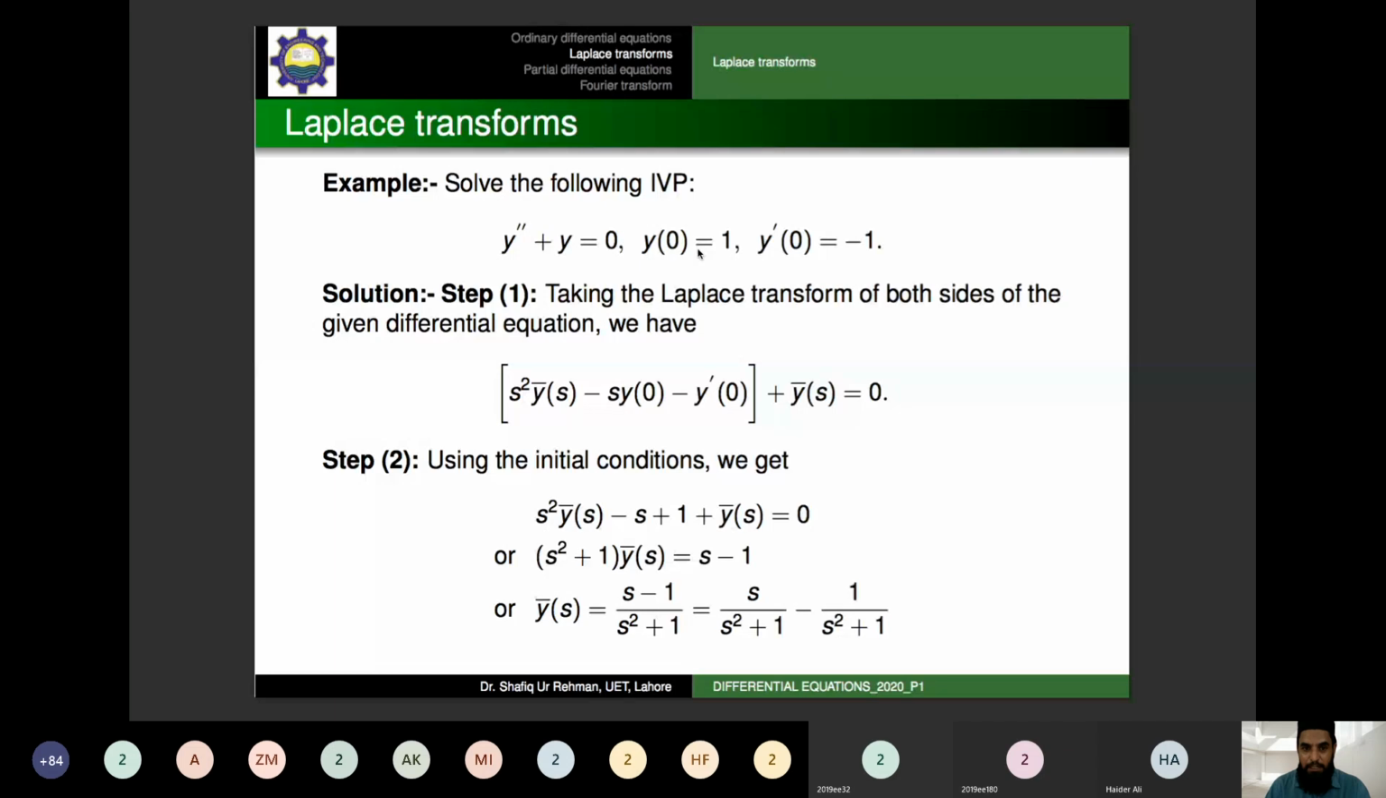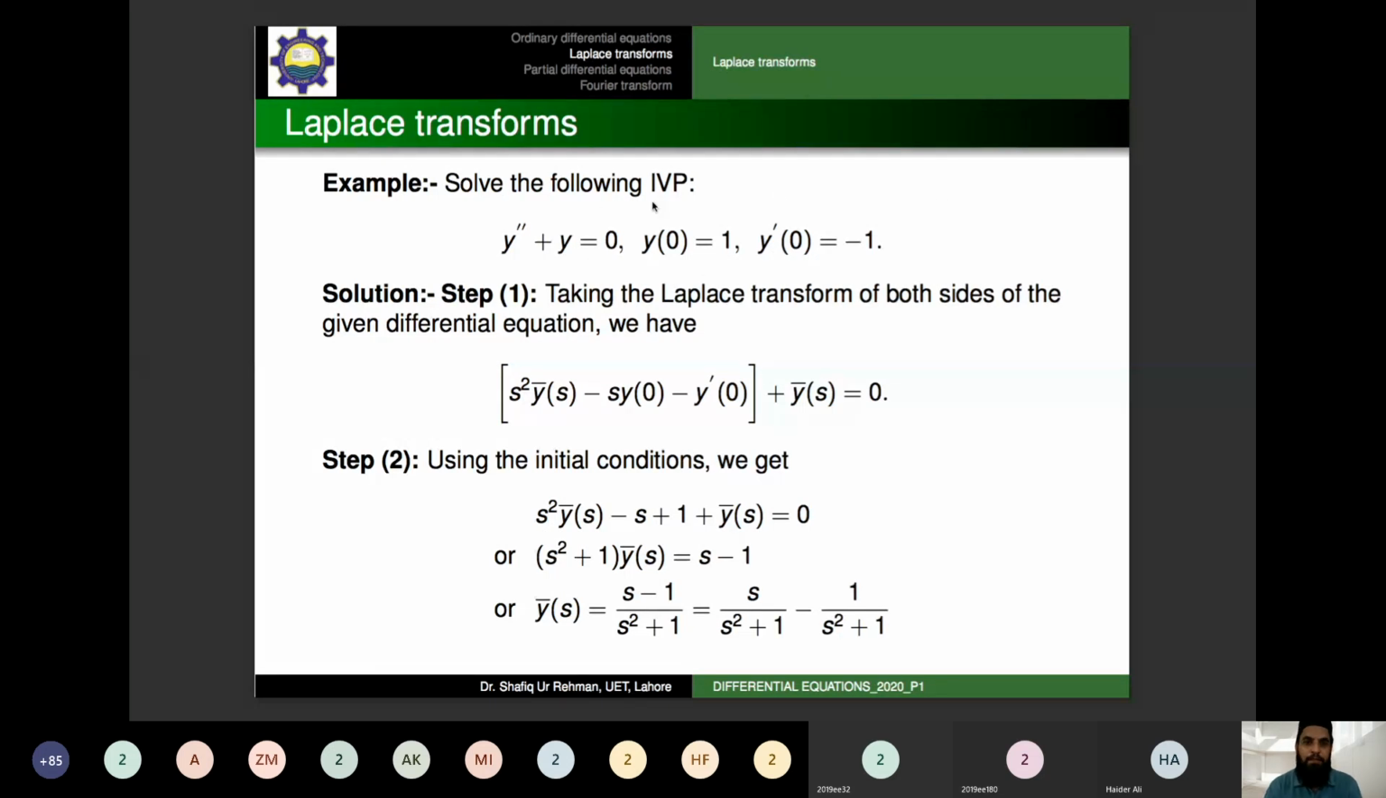Together with initial conditions are there. Y of 0 equal to 1 means when t is equal to 0, the value of y is 1, and the value of y prime is minus 1 when t equal to 0. Since we have multiple conditions, more than one condition, but they are subject to only one value of the independent variable t, it's 0. So these conditions are known as initial conditions. Together with the problem, it is known as an initial value problem.